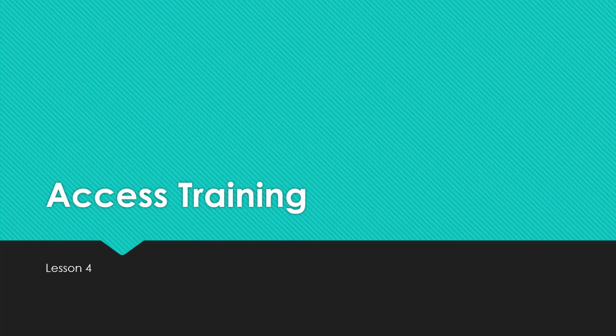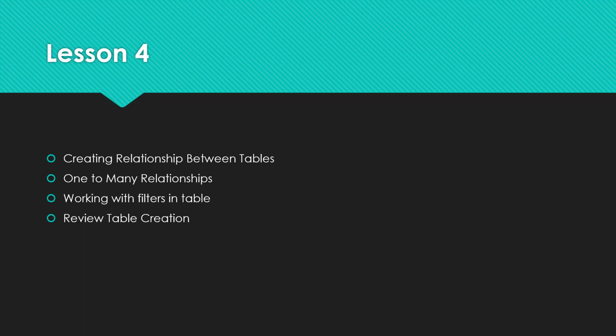Okay, we're going to get ready to start lesson 4 here. In lesson 4 we're going to create relationships between tables, and then we're going to talk about what a one-to-many relationship is. We're then going to look at working with filters within the table, and we're then going to review the table we created and talk about some things that we can add to or look at changing in our table.